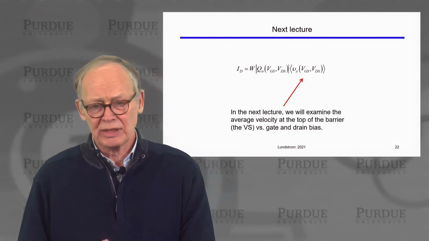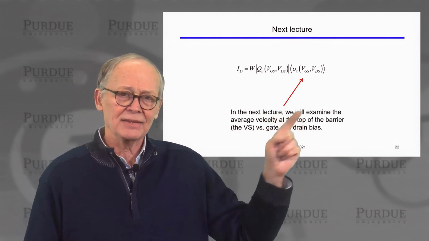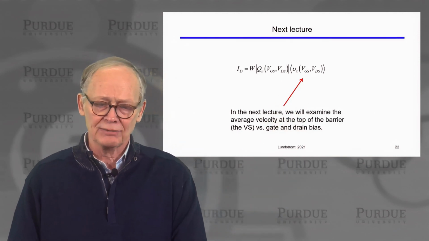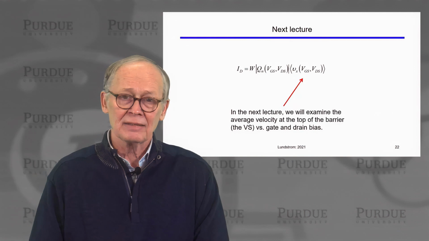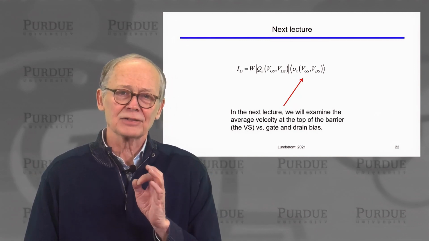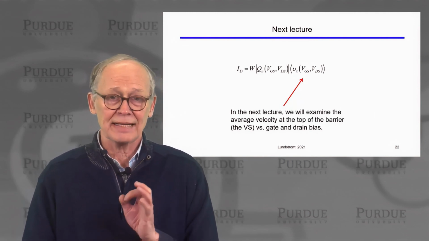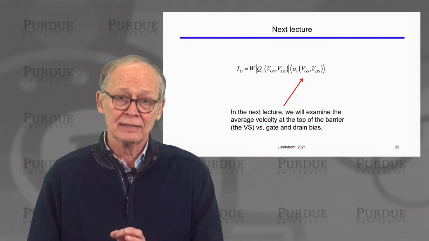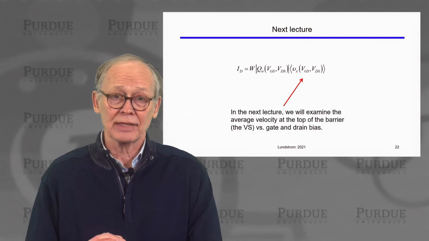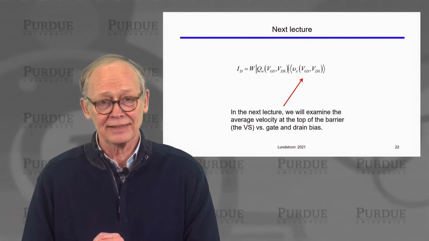Before we continue much on, we should take a closer look at the velocity versus drain voltage at the virtual source, because it's really quite interesting to ask ourselves, how is it that the drain current saturates in this ballistic MOSFET, given that there is no scattering at all? We'll discuss how that drain current saturation occurs in the next lecture.